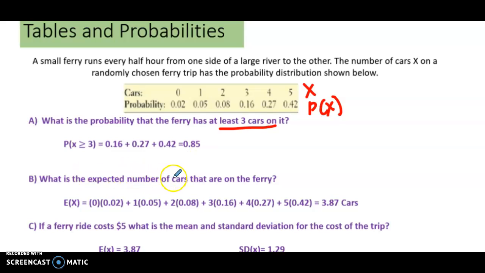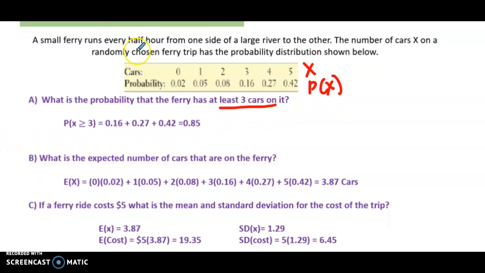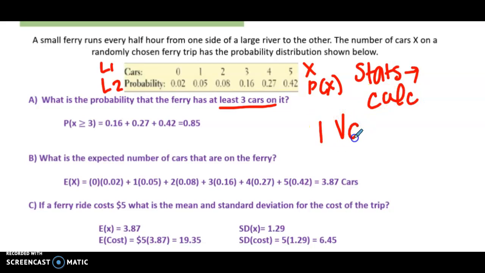What is the expected number of cars that are on the ferry? So to find the expected number of cars on the ferry, there are actually 2 things. You can plug this into list 2, and then plug that into list 1 and list 2. Then you can go to stats, calculate 1 var stats, and make sure that you're typing in L1, comma L2, and that will give you the mean and the standard deviation, which is perfect. However, just make sure that you're showing the work for the first 2 and the last one.